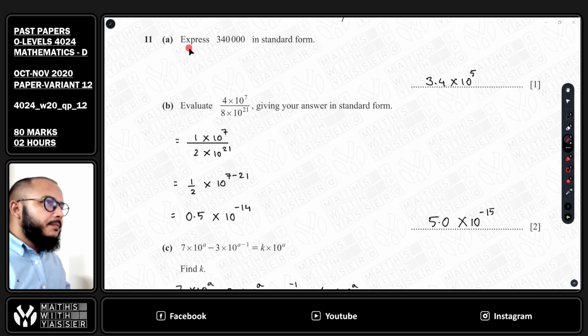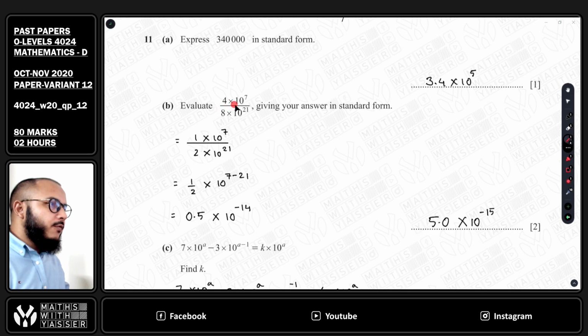Question number 11, it says express 340,000 in standard form. So we know that in standard form, we need to start with a digit, a number, and we need to place the decimal right after it. So if I put the decimal over here, we need to count how many values are there after the decimal. So there are 1, 2, 3, 4, 5. So it will be 3.4 times 10 to the power 5.